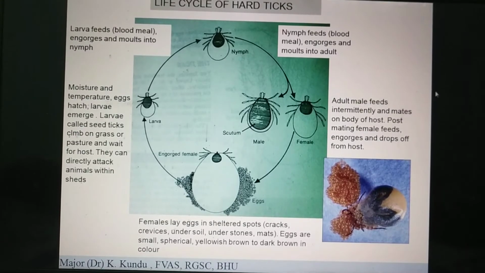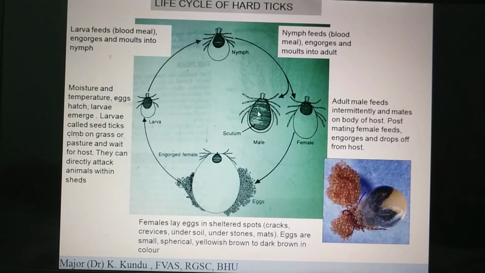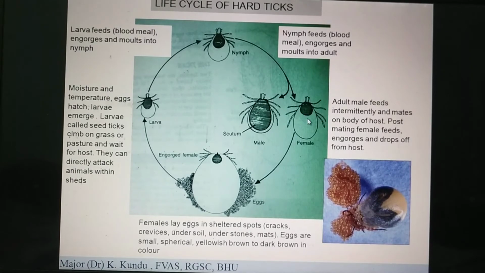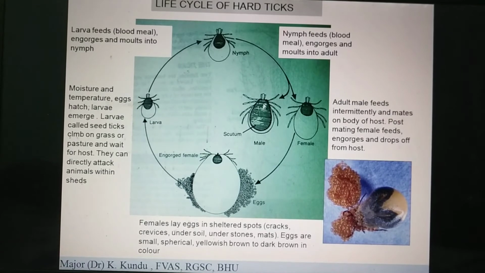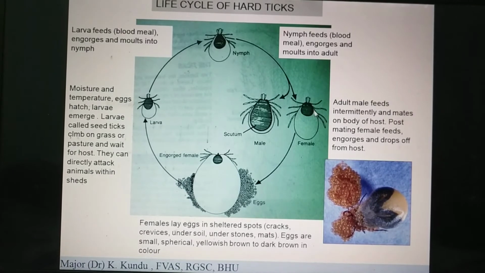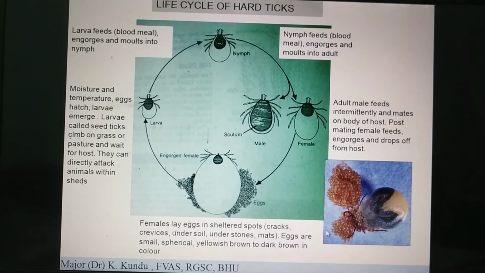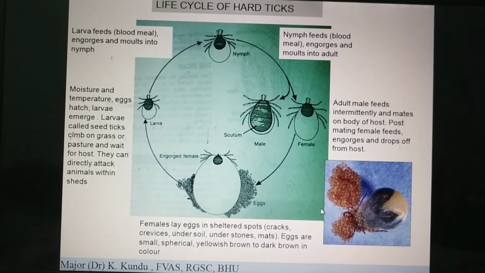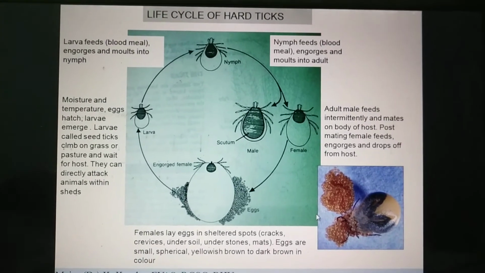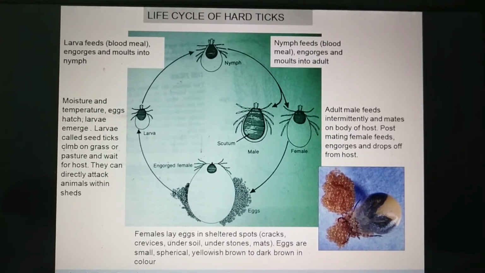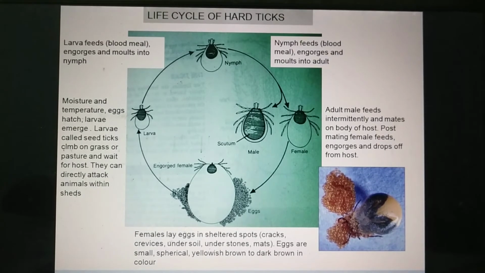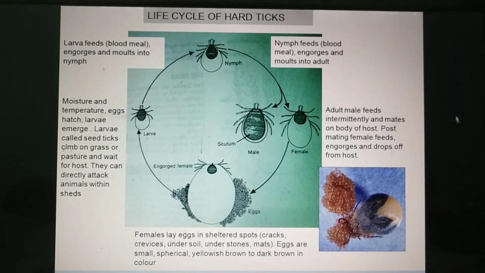Now, what does the adult male do? The adult male feeds intermittently. It will feed, go mate with a female and again come back and feed. And again go and mate with another female. Like this, it will go on. But the female, after mating, what will it do? It will attach itself and feed till it gets engorged. After engorging, only then does it drop off from the host. So this is the life cycle. The entire life cycle takes around 21 to 28 days, depending upon the moisture, humidity and these conditions.